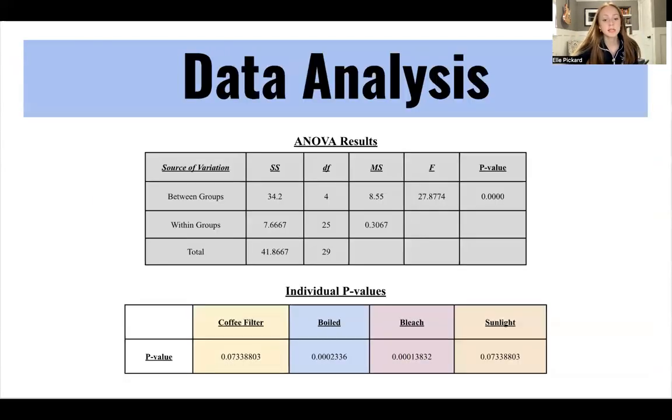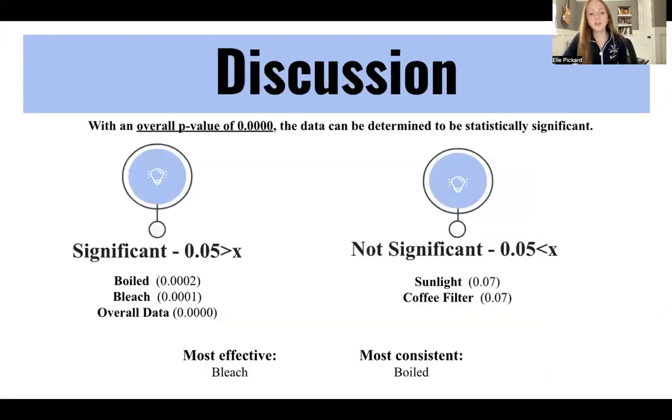This top chart is the ANOVA results for the experiment as a whole, and again are just the individual t-test p-values for each level of independent variable. From our ANOVA test, we got an overall p-value of 0.0000, which means that the data can be determined to be statistically significant, and these findings can reject the overall null hypothesis, as the boiled and bleach groups had notably less concentrations of bacteria. The p-values of the boiled and bleach groups were both very significant, as they were well under 0.05.